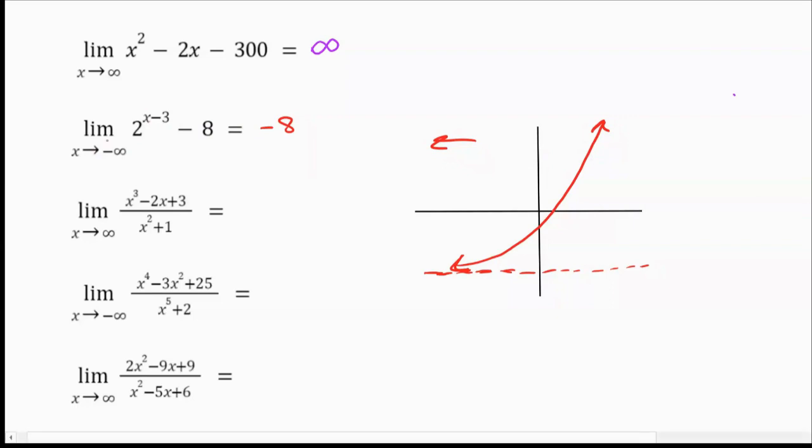Another way that you can think about it is if we're plugging in a value, right? I'm plugging in an extremely big negative number into here. When I have 2 to the power of a really big negative number, it becomes a really, really small fraction, and then I subtract 8 from that. So it gets smaller, and then I subtract 8. So it makes sense that we're heading towards that -8 for this one.